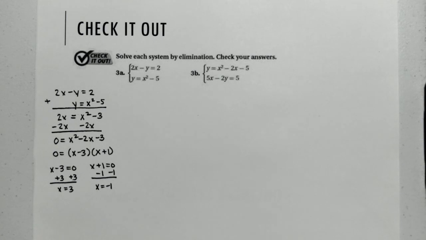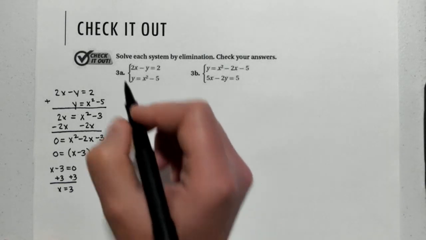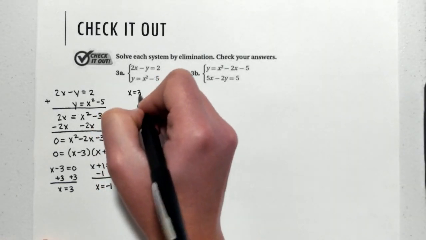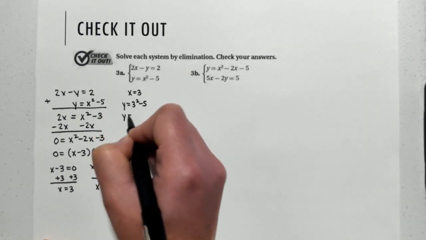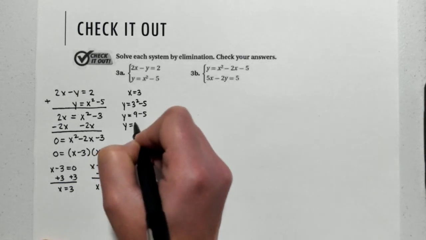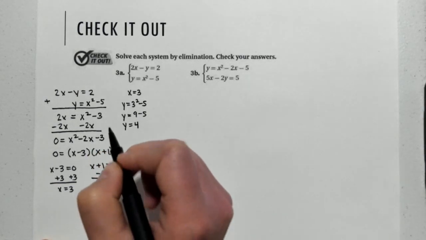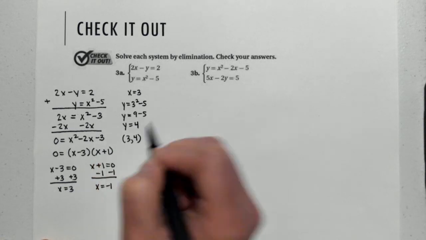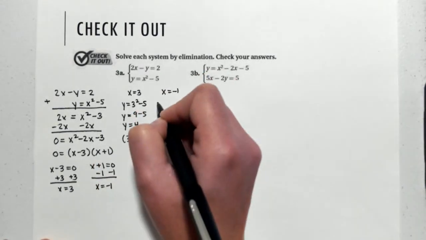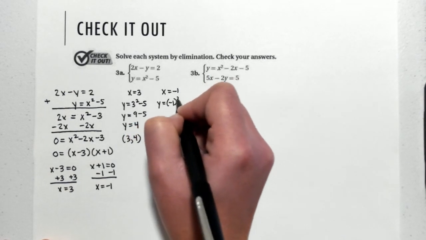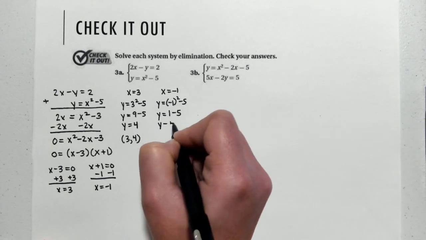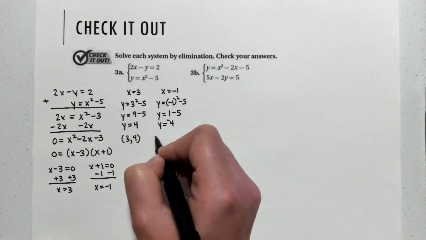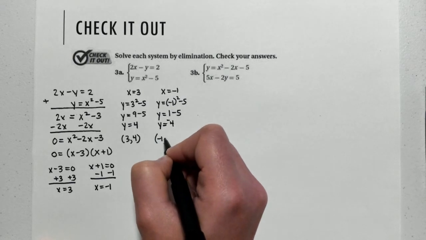Then I have to go and find the corresponding y value. So here we're going to substitute in x equals 3. So I'll have y equals 3 squared minus 5. 3 squared is 9. 9 minus 5 is 4. So we get the solution 3, 4. And then substituting in x equals negative 1. So y equals negative 1 squared minus 5. Negative 1 squared is 1. 1 minus 5 is negative 4. So we get the second solution as negative 1, negative 4.